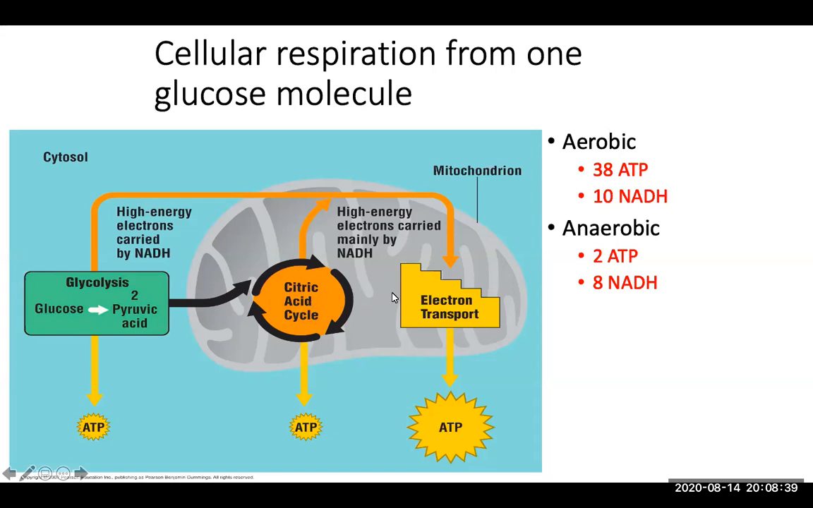These last 2 steps occur within the mitochondria, and aerobic respiration occurs when there's oxygen available, and you'll get a lot of ATP put out. Anaerobic respiration occurs without oxygen, and you'll see how the number of ATP is greatly reduced.